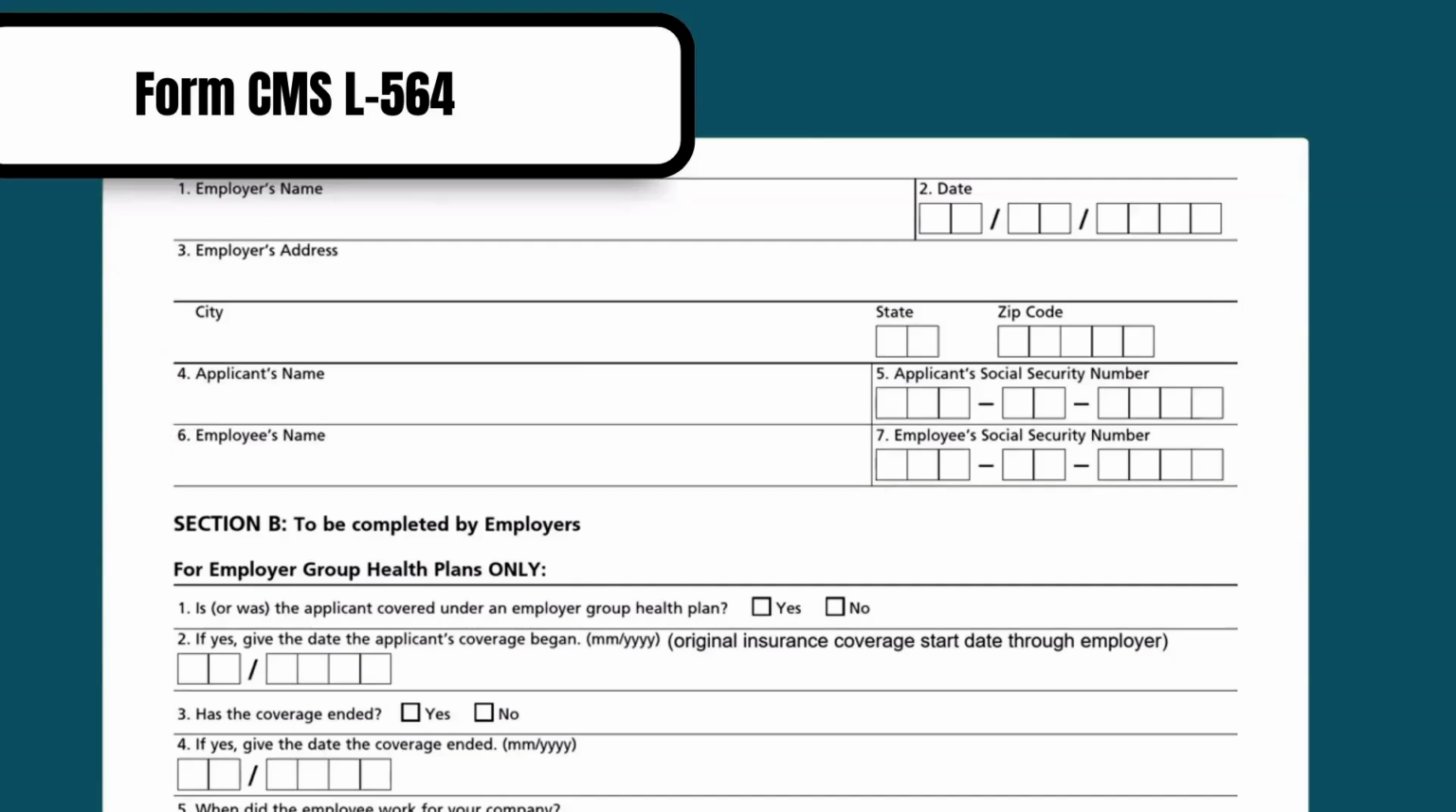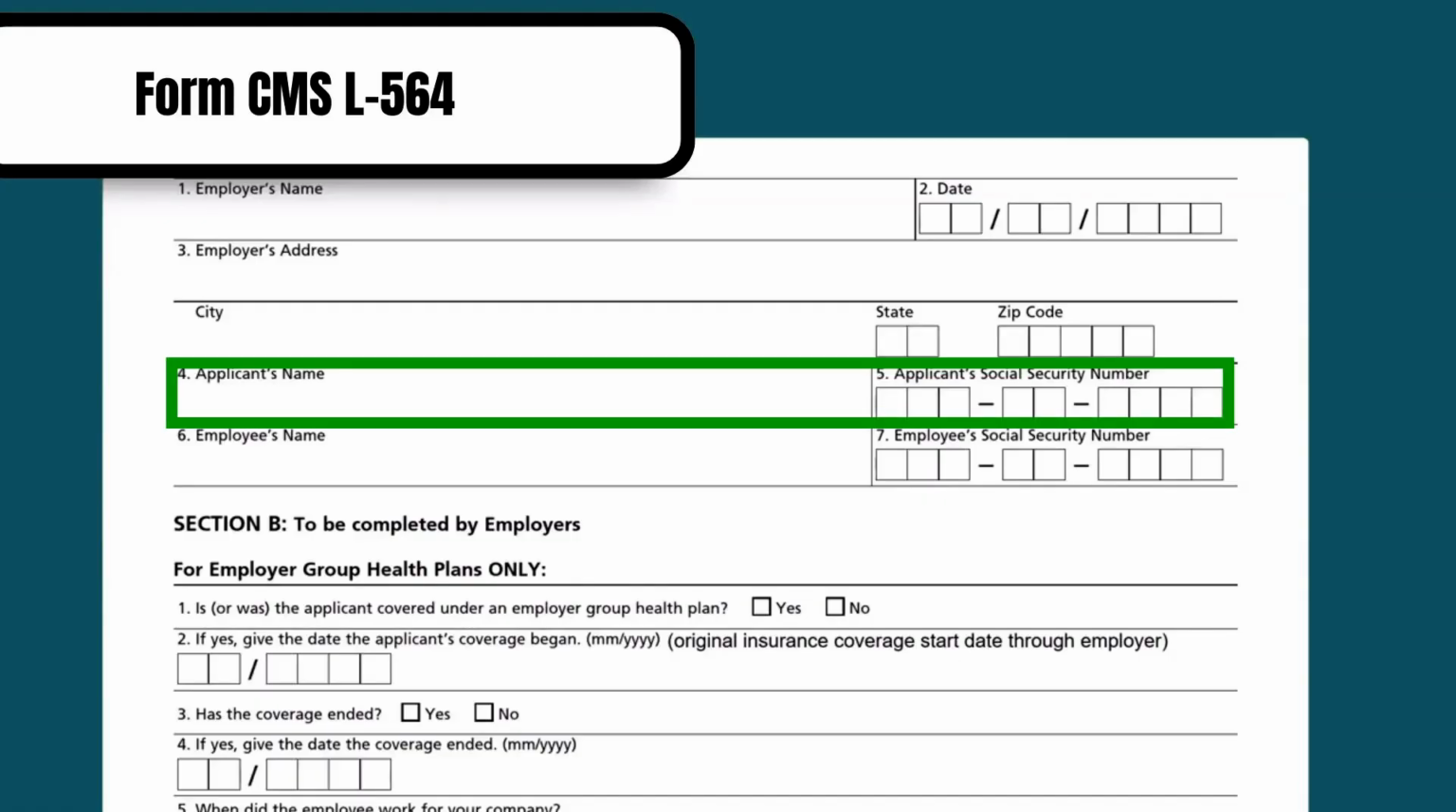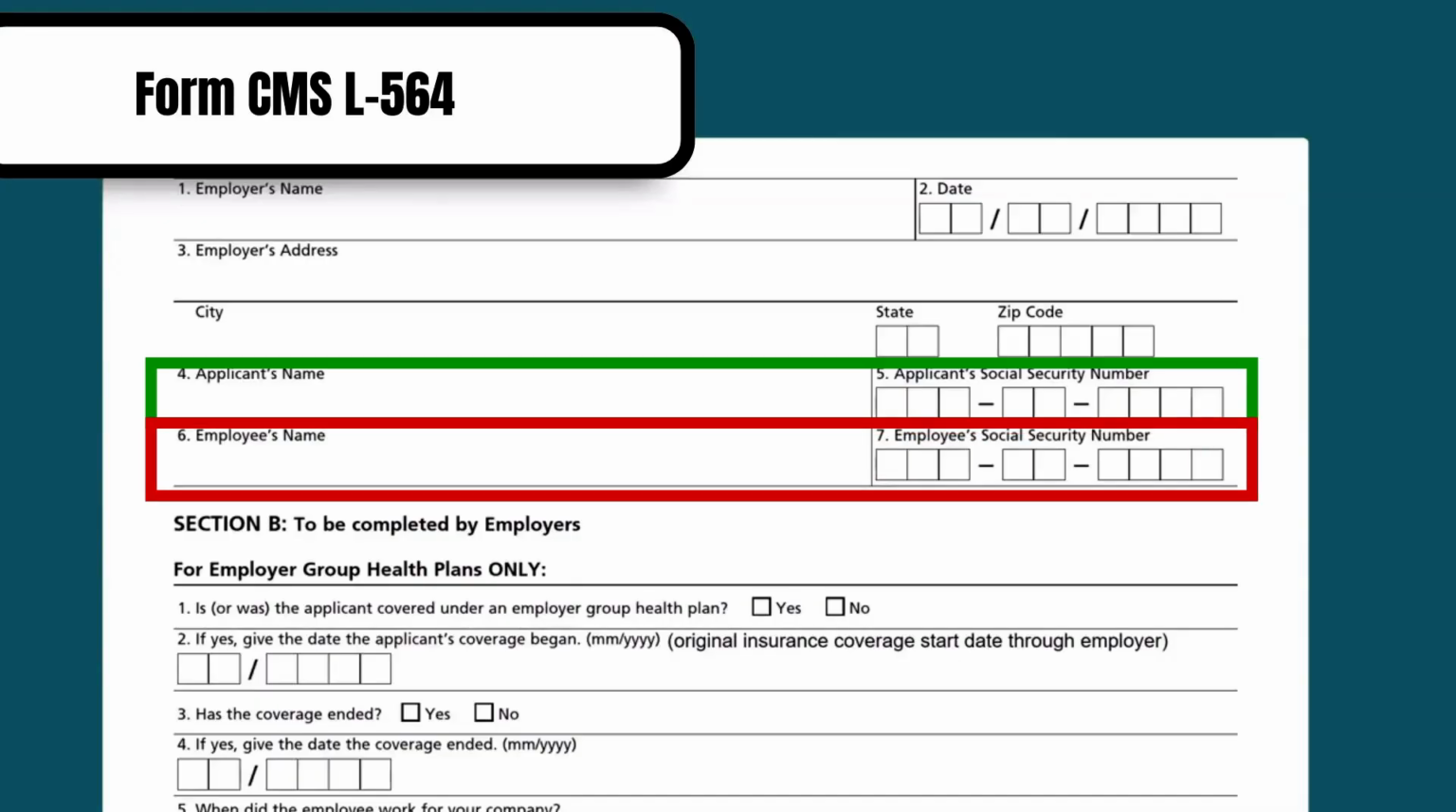So in the case that this application is being filled out by a non-working spouse covered under their spouse's group health coverage, the non-working spouse's name and social would go in number 4 and 5, and the working spouse's name and social would go in number 6 and 7.